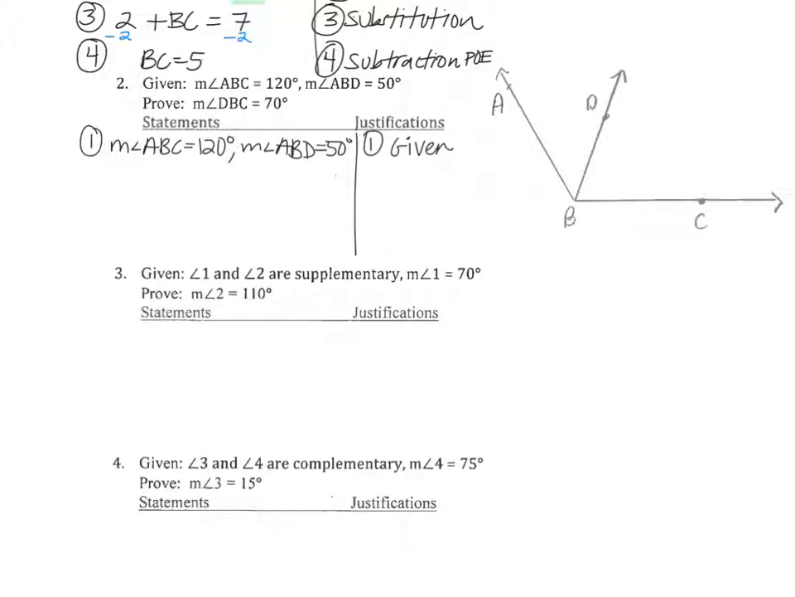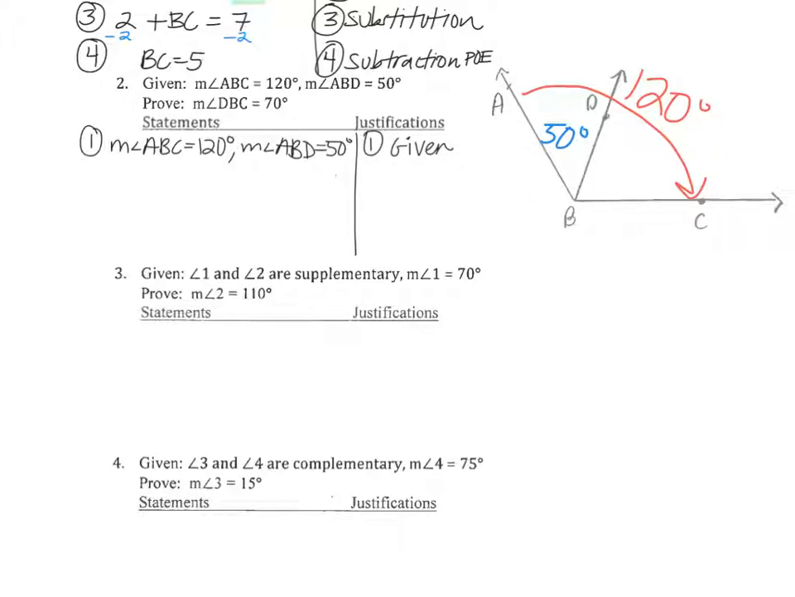50 plus 70 is 120. Okay, so you know this logically in your head. It's always a good thing to think about why it would make sense first. You need to go to your picture and label what you know. You know that ABD is 50 degrees. Label it. And ABC, the entire angle, the bigger angle here, is 120 degrees. So that's why I'm drawing an arrow over the whole thing.